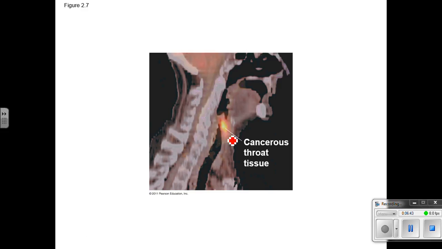This is an example here where the radioactive isotope is labeling cancerous tissues. They're able to see that upon imaging.